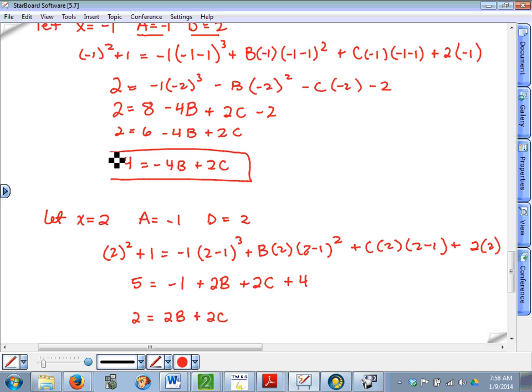Because now that we have this one here and this one here, now we can form a system of equations and solve it for b and c. Does that make sense?